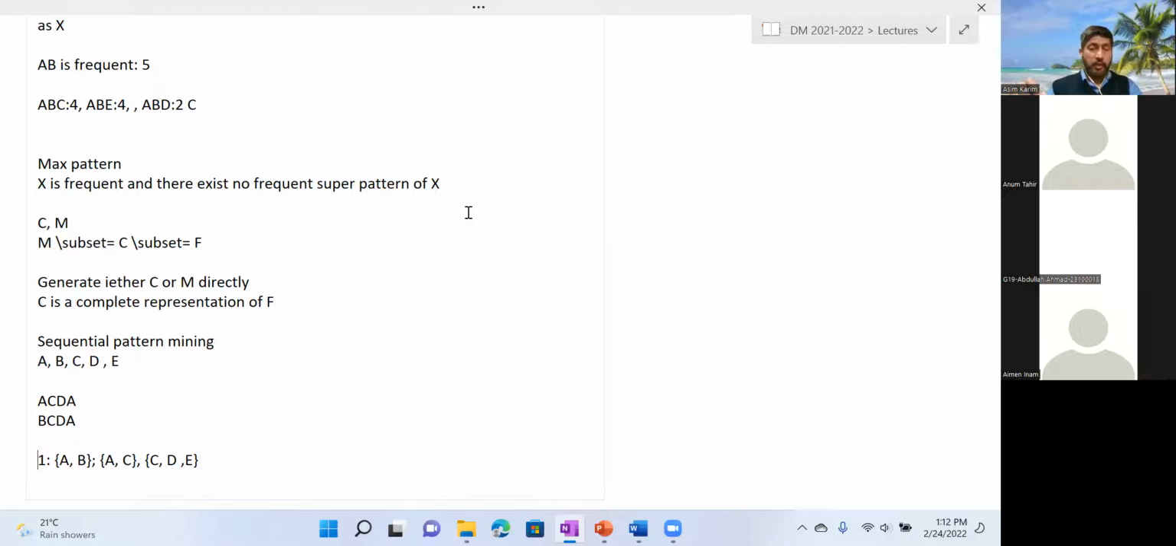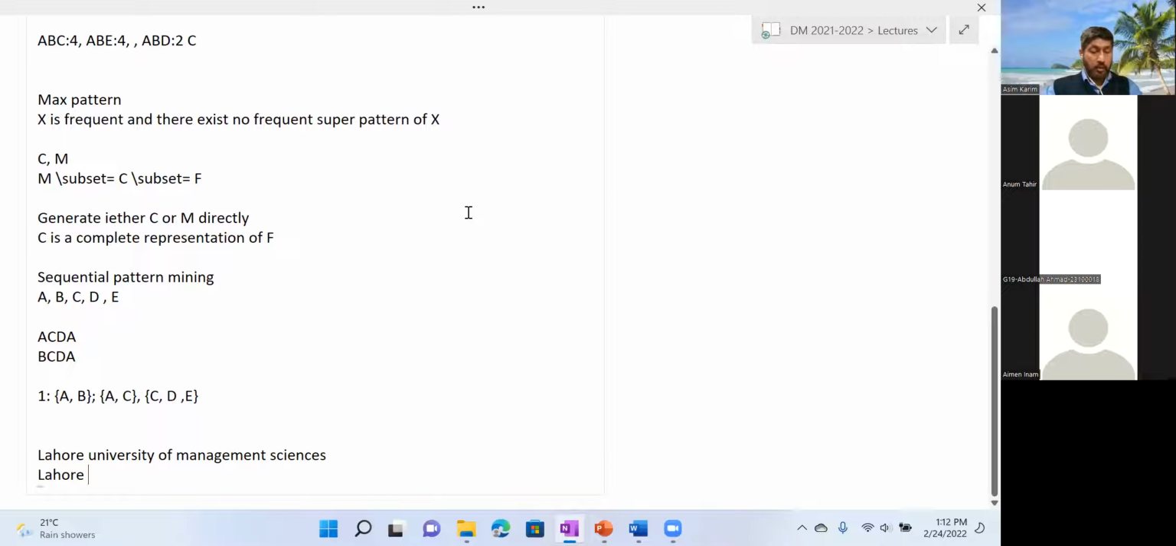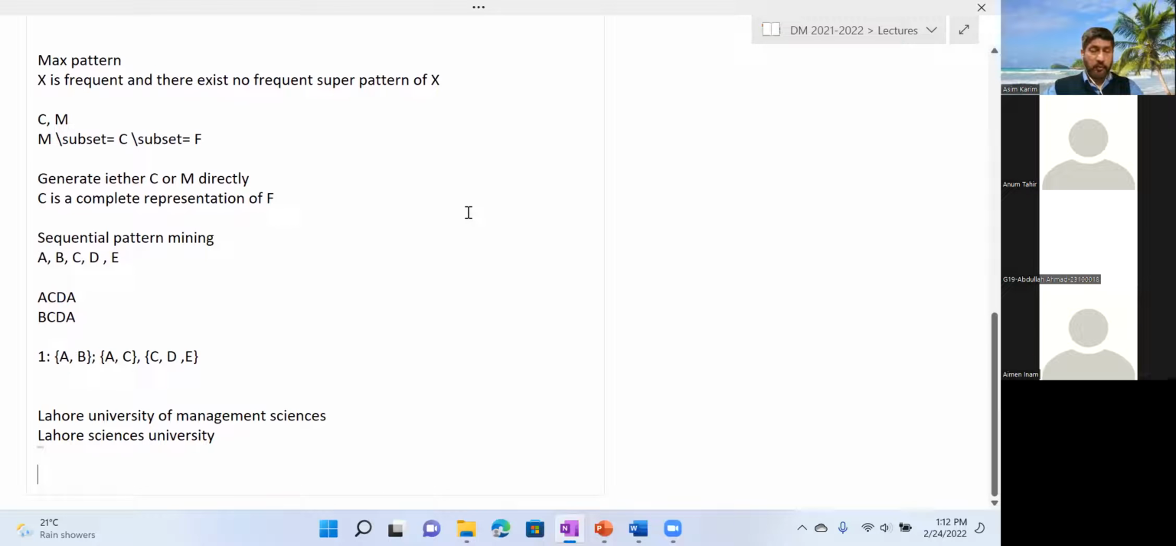You can even do this for textual content. In writings, how do people write? What words are used in sequence most frequently? For example, Lahore University of Management Sciences. This sequence of words would occur with some degree of frequency, as opposed to, let's say, Lahore Sciences University, which would occur less frequently. So it has applications in many places, even in bioinformatics as well.